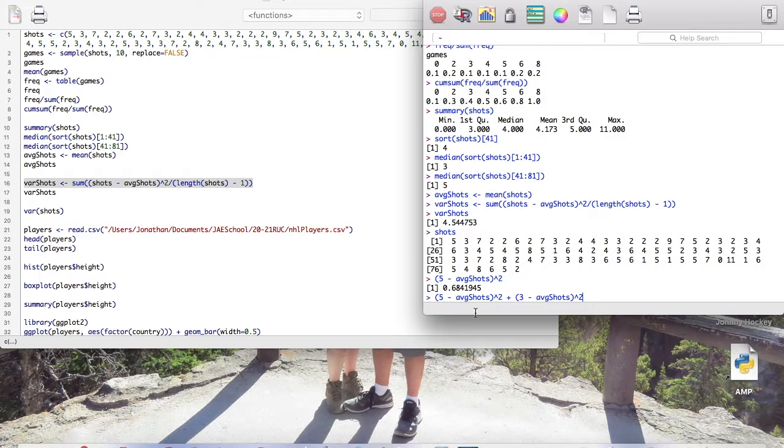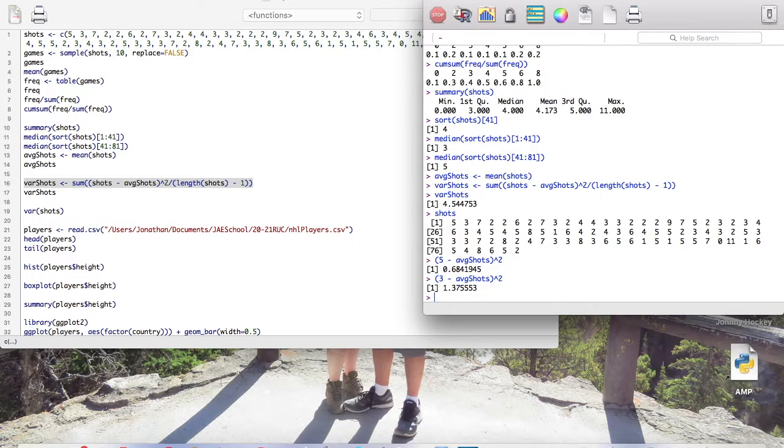So notice that the first game, 5, is above average, the second game is below average, but we're only looking at how far away each entry is from the average. So we're looking at positive values, right? So we'll get our 3 minus average shots, and that'll give us something positive.